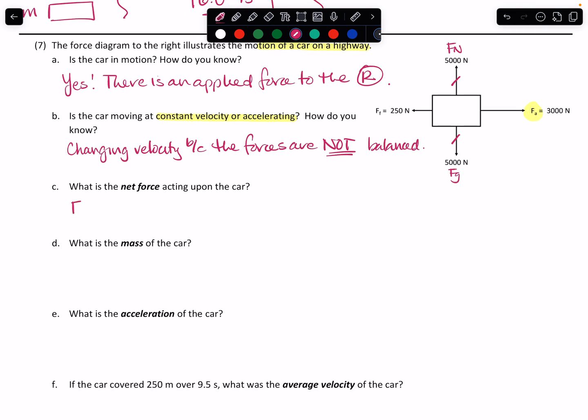As we said before, F net can be calculated in 2 different ways. If I have mass and acceleration values, I use Newton's second law.